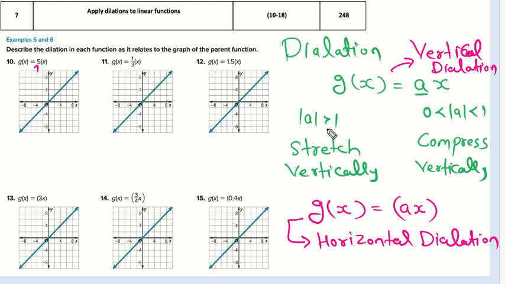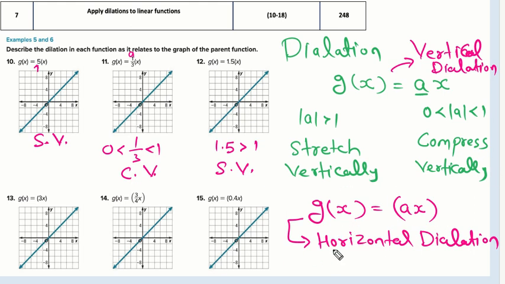Now 5 is more than 1, so this will be stretch vertically. Here this a is less than 1: 1 over 3 is between 0 and 1, so this will be compress vertically. In this one, it is 1.5, which is more than 1, so this will be stretch vertically. That's all you have to tell from this graph. If you have to draw this, then use the table method which I discussed in the classroom, or else I'll discuss it after this video.